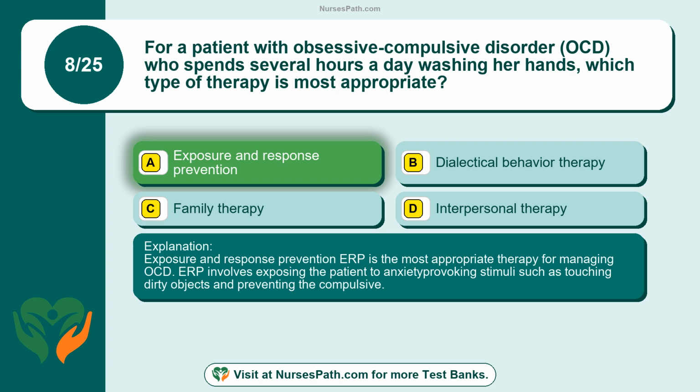Exposure and response prevention (ERP) is the most appropriate therapy for managing OCD. ERP involves exposing the patient to anxiety-provoking stimuli such as touching dirty objects and preventing the compulsive response.